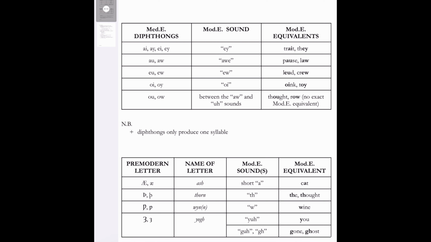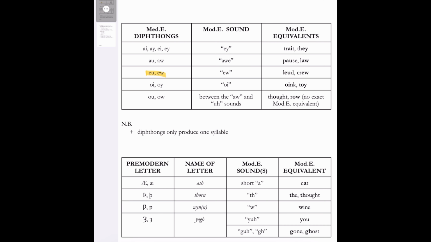On to the next. AU, AW. A little more intuitive. Aw, as in pause or law. Again, it's not ow, it's aw.